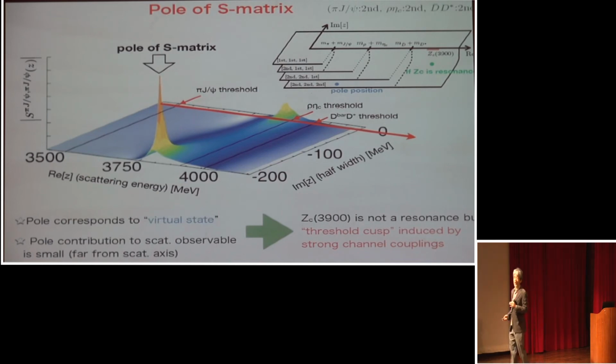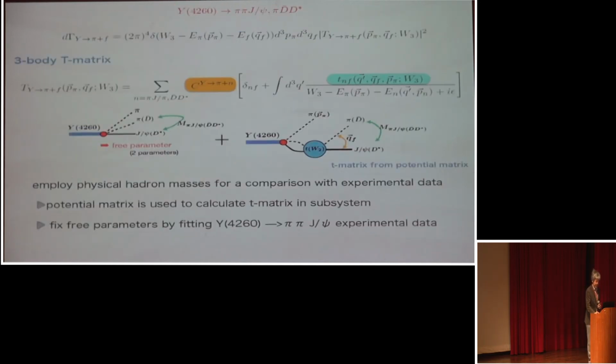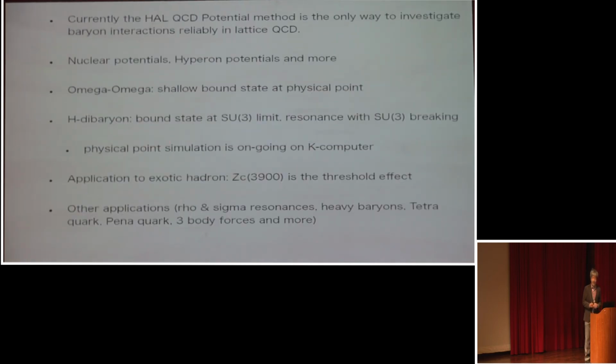We also calculate the pole contribution to the scattering amplitude, and this is very small, because it's far from the real axis. Therefore, our conclusion is that Zc3900 is not a resonance, but a threshold cusp induced by strong off-diagonal channel coupling. That is our conclusion. And because of time constraints, let me just summarize my talk.